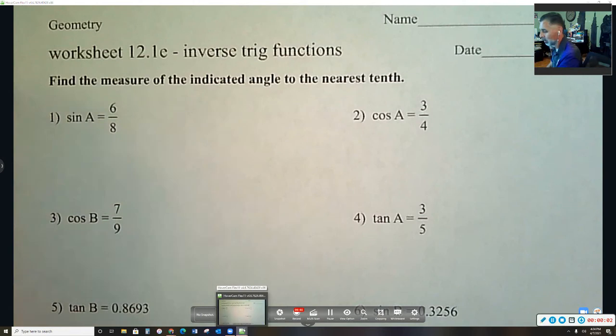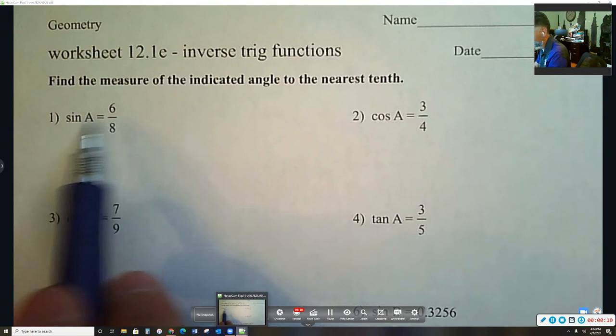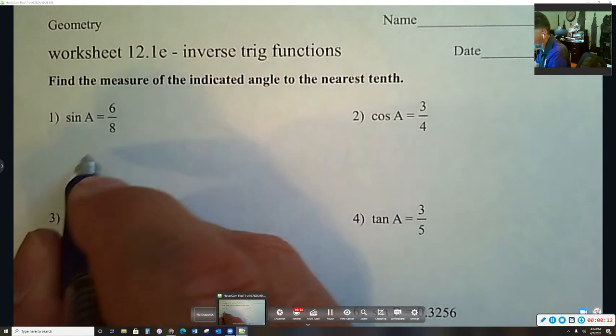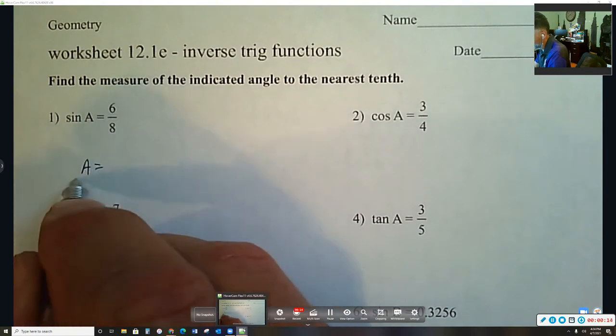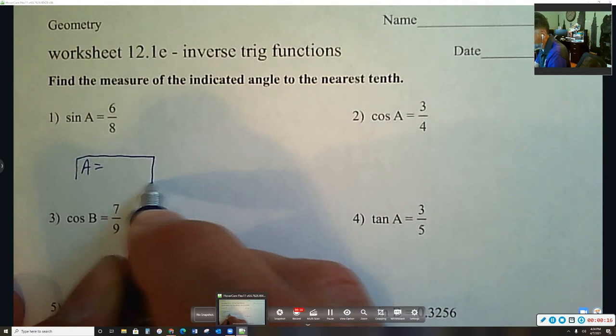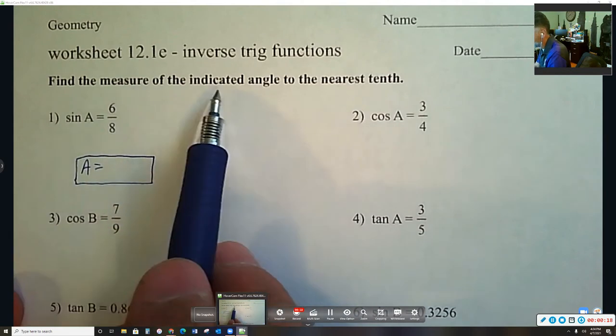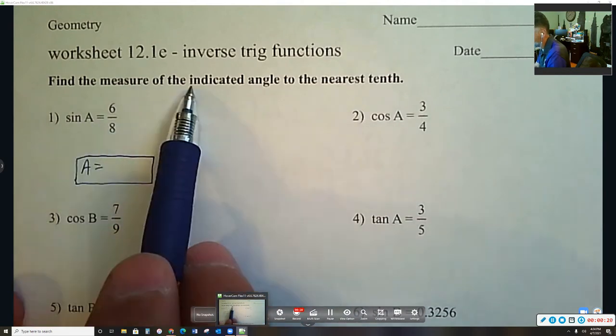Hey everyone, so here's the worksheet, and I'm going to save myself a little bit of time and not rewrite this. But remember, what we want is the A to be by itself, because that's the angle, right? And that's what we're looking for.